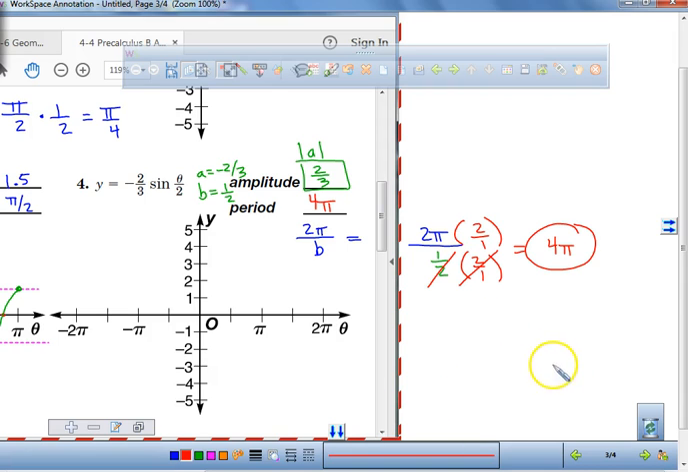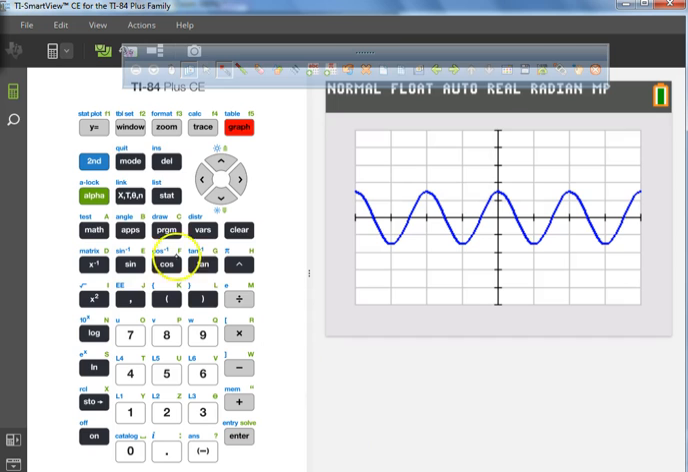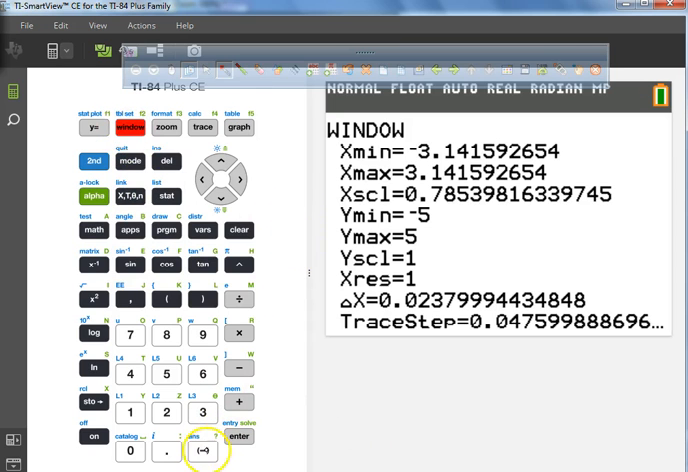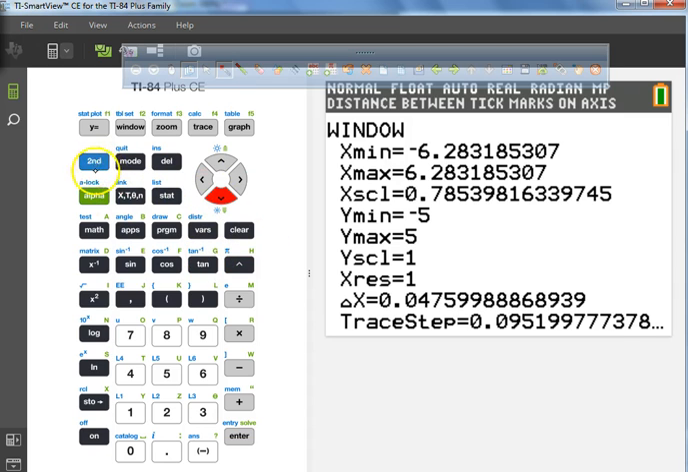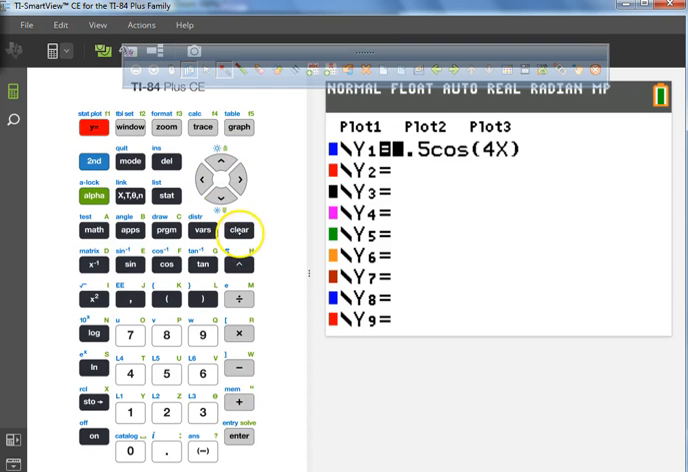That's okay. You can stop. Alright, so right now, I'm going to do this as quickly as I can. Window. Negative 2 pi. Positive 2 pi. This is pi over 2. Alright, the y minimum is still negative 5 and positive 5. We're going to hit y equals, we're going to do negative 2 divided by 3, hit the sine button, then do x divided by 2. Close that parentheses. Hit graph.